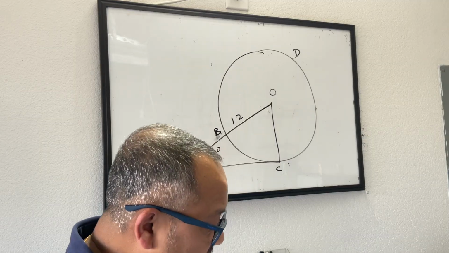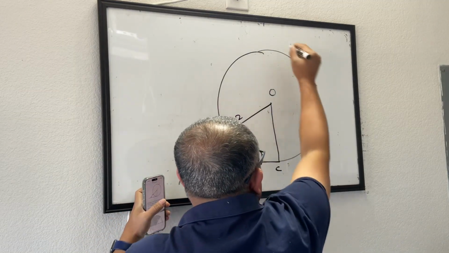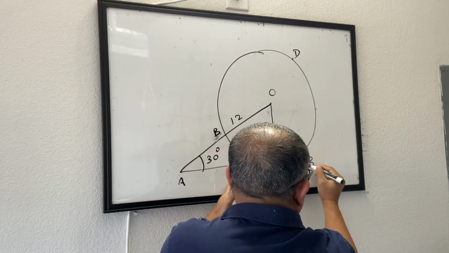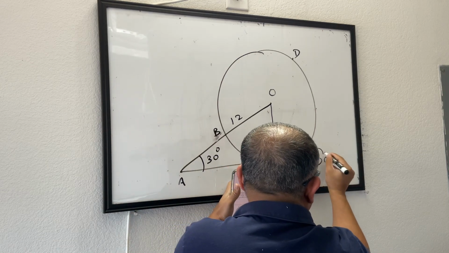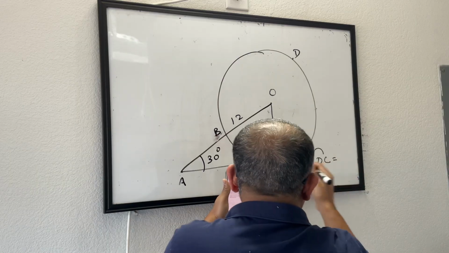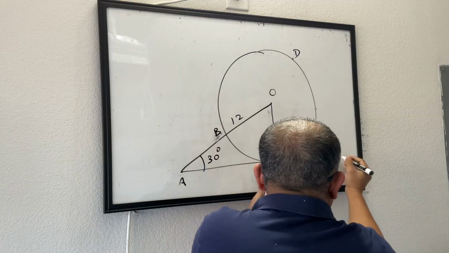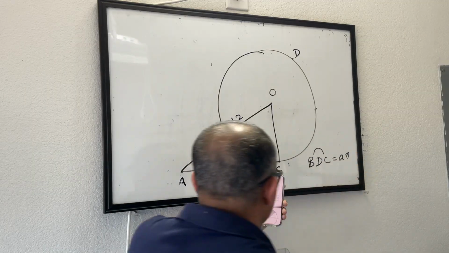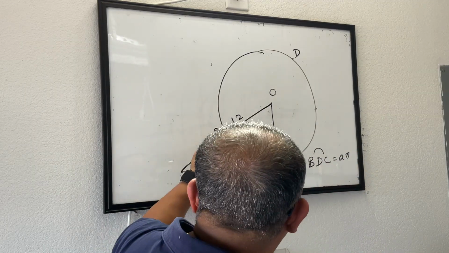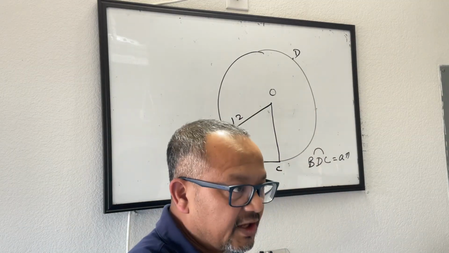If the arc length of the major arc BDC, major arc again BDC, this is the one. The arc length of the major arc BDC is A pi. The arc length of the major arc BDC is A pi. What is the value of A?